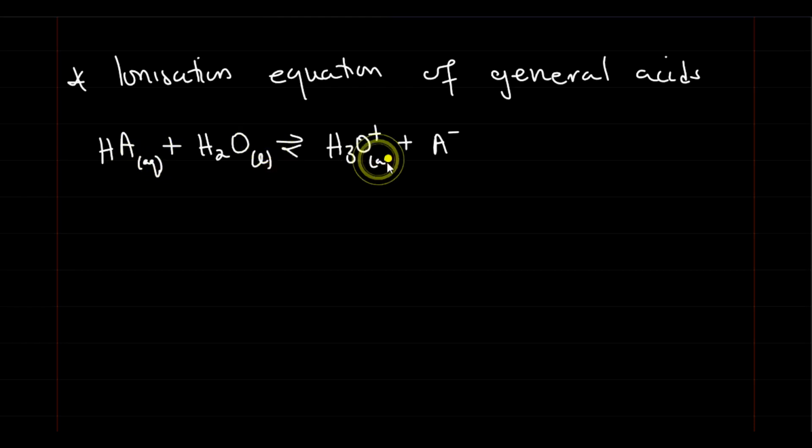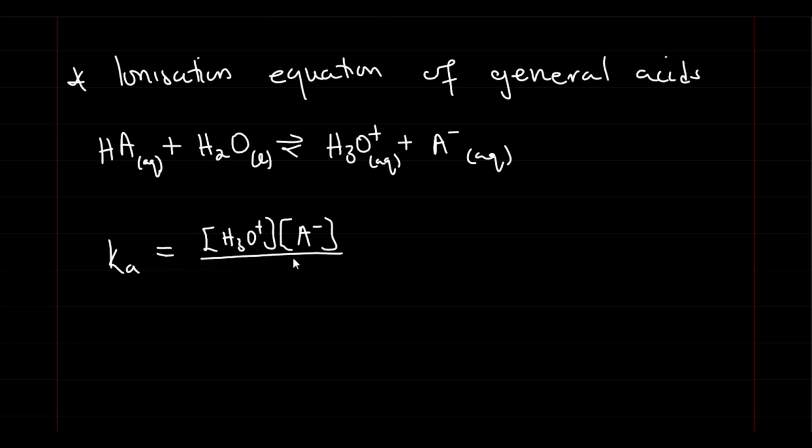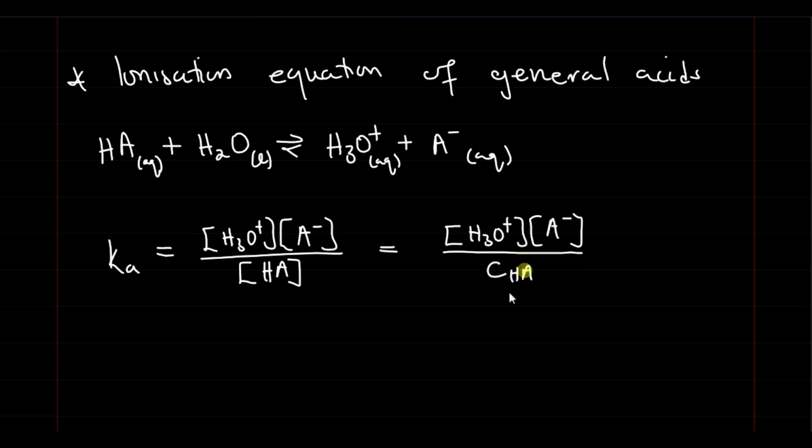So what will happen here? We will say that Ka, the equilibrium constant of the acid, is equal to the concentration of hydronium ion multiplied by the concentration of the conjugate base, divided by the analytical concentration of the original acid. Okay, so it's like that. It can also be written like this, divided by the analytical concentration of HA. Okay, so this concentration is the one that they give you in the statement saying HCl of concentration, blah blah.